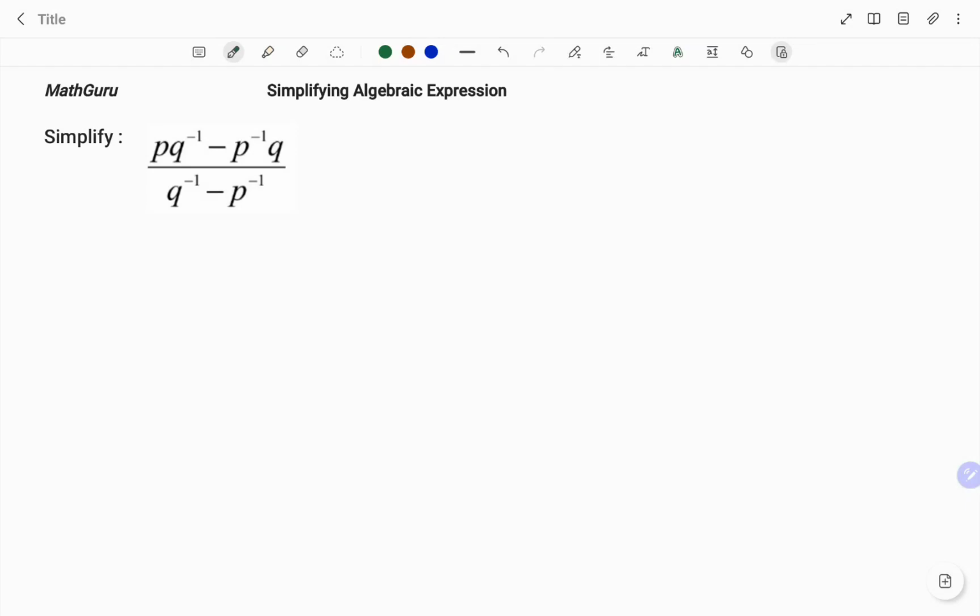In this video, I'm going to show you how to simplify the following algebraic expression. We have: simplify pq to the power of negative 1 minus p to the power of negative 1 times q, all divided by q to the power of negative 1 minus p to the power of negative 1. To start with, I'm going to apply the laws of exponents in order to solve the following.